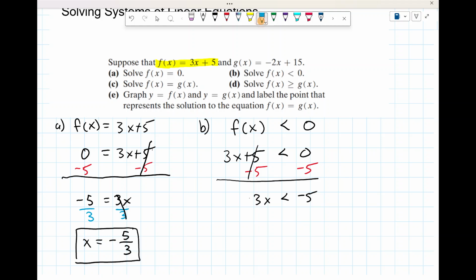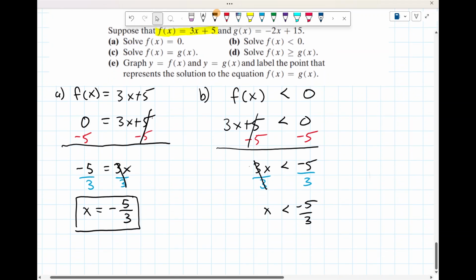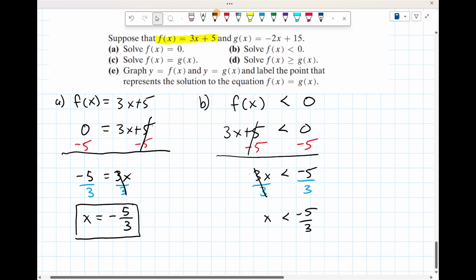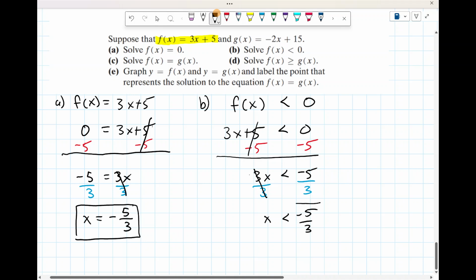Divide by 3. And remember, whenever you multiply or divide when solving an inequality, always think, am I multiplying or dividing by a negative number? In this case, I am not. It's a positive number, so I don't need to switch the order of my sign. And so when is f of x less than 0? It'll be when x is less than -5 over 3.